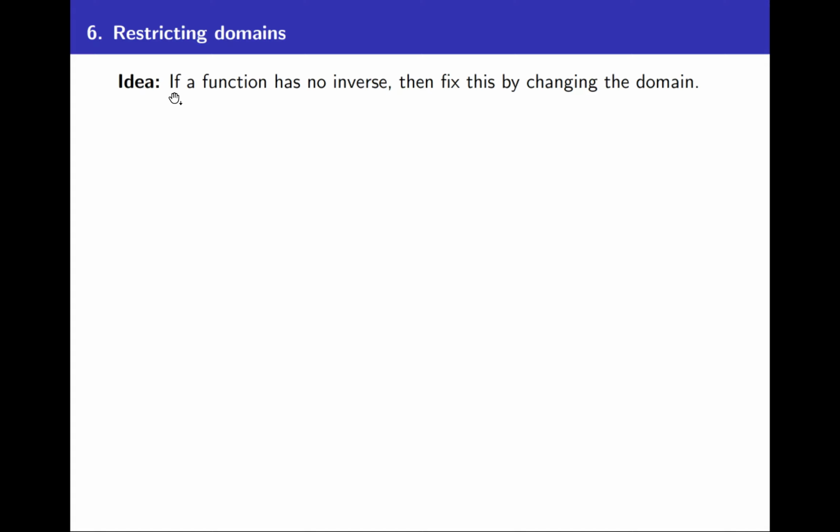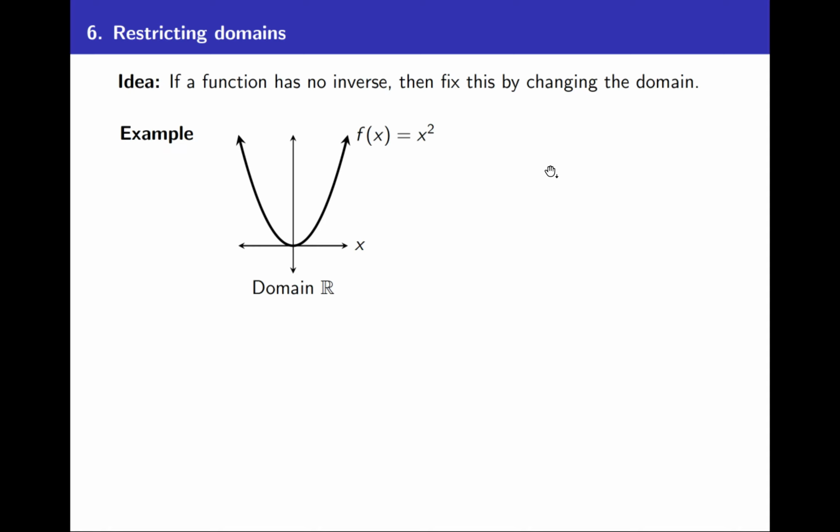So the idea is, if a function has no inverse, then sometimes we can fix this by changing the domain of the function. So for example, think about f of x equals x squared. Its domain is all of the real numbers. And that's not a one-to-one function because a horizontal line crosses it twice. So it doesn't have an inverse. But it would be nice to have an inverse of the square function.